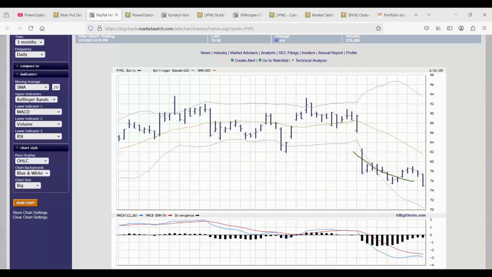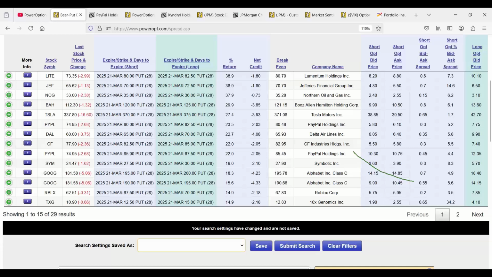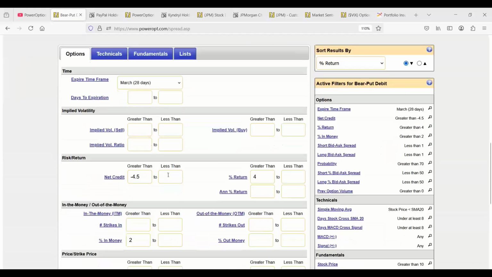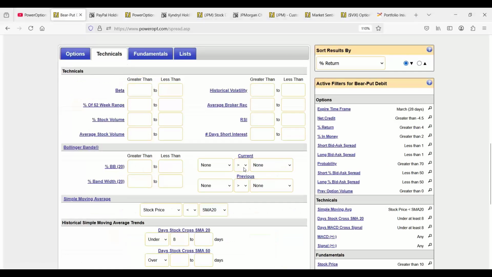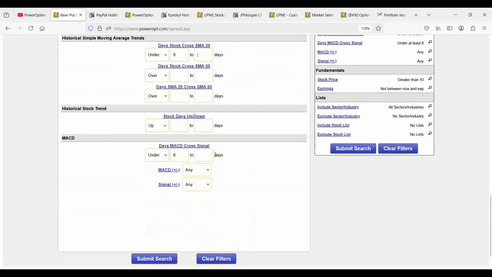Okay, but the important part is you want to see something that's had a recent change. It's moved recently above or below a certain moving average. That's the MACD or the Bollinger Bands even, where recently the stock closed above or below the upper or lower band. You can filter for that, but you can use these historical simple moving average trends as well to see the number of days extended downturn or upturn, or just recent downturn or upturn. And same with the MACD as well. And of course, number of stock days up or down.